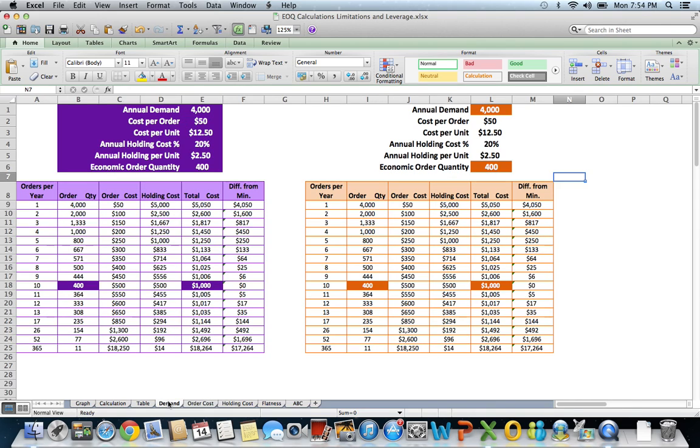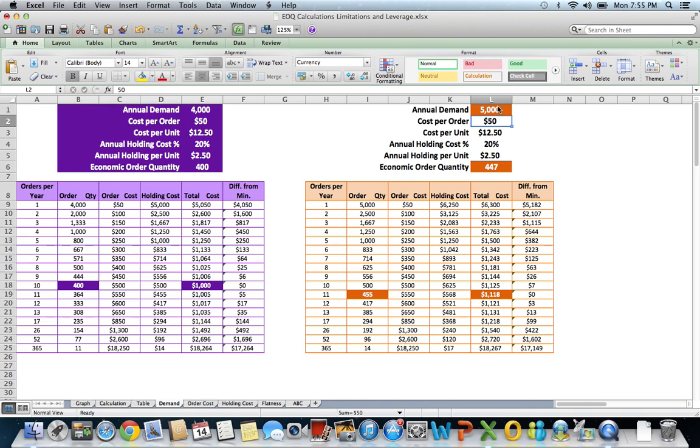Let me walk you through a few limitations to the EOQ, however. One of them is all of the things you are assuming. One of them is that you know your demand for the year. Most companies don't know what their demand is over the year. They guess, they forecast. So you could have a very nice, yes, I want 400 10 times a year because I'm going to sell 4,000, but maybe you're going to sell 5,000.